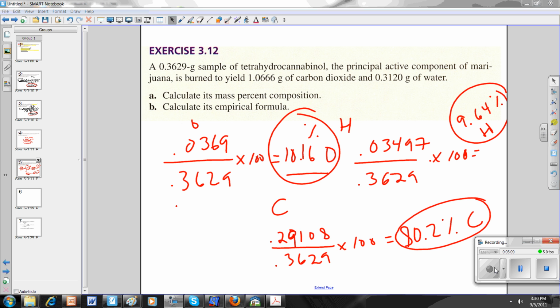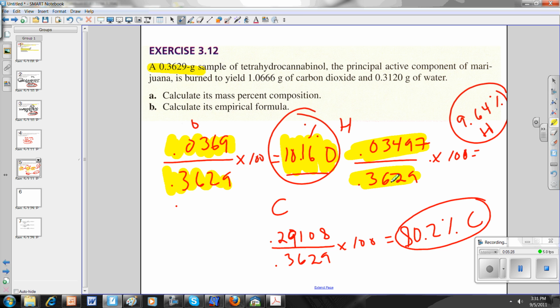Okay, so then what happens is you take the sample of each element. So there's oxygen divided by the total sample, the 0.3629 times 100, you get roughly 10.16% oxygen. Same thing, you take the mass of hydrogen, divide in the total sample times 100, you get 9.64% hydrogen. And last but not least, you take the total amount of carbon we figured out into the total sample times 100, and you get 80.2% carbon.